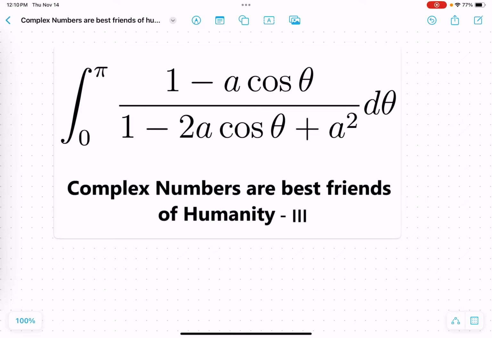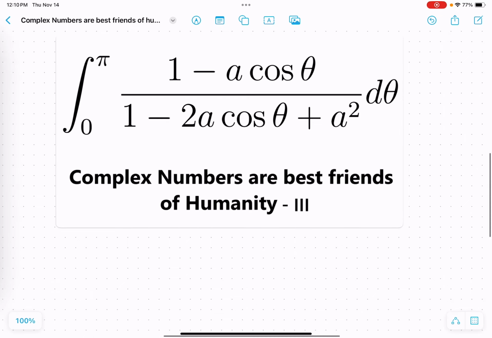Complex numbers are the best friend of humanity. After the sheer success of the first and second parts, I'm doing the third part right now.